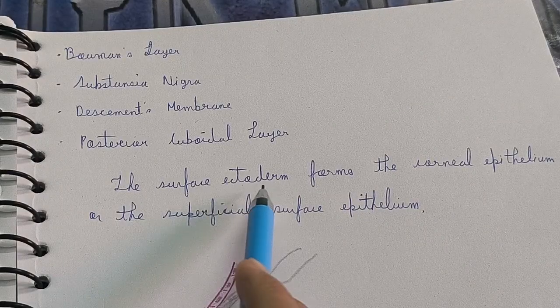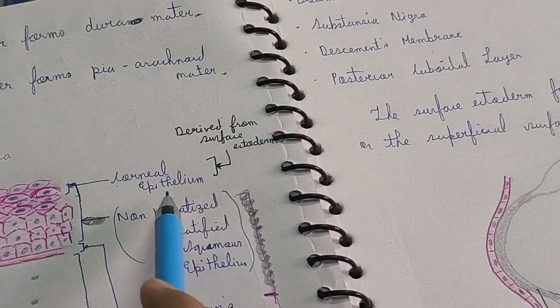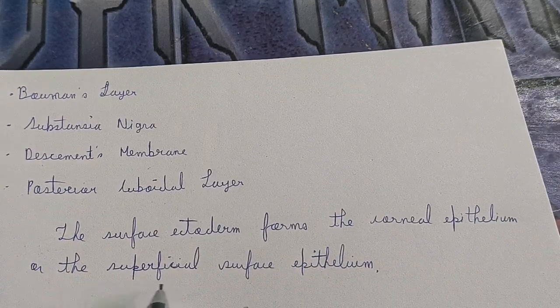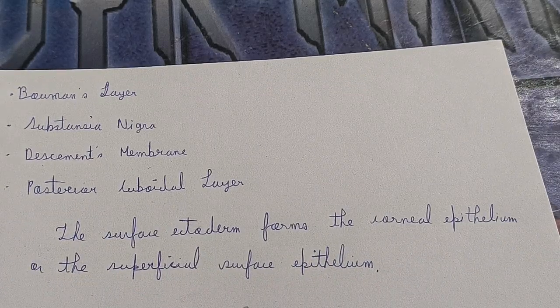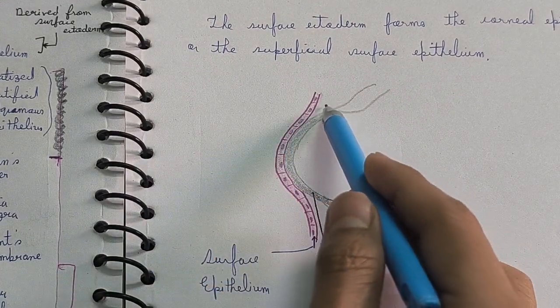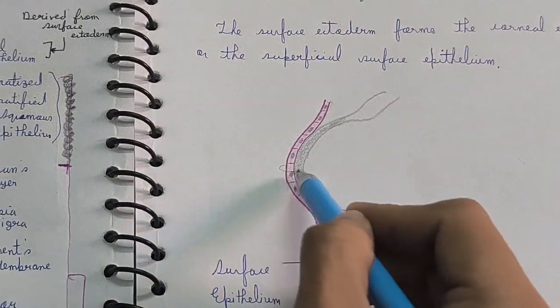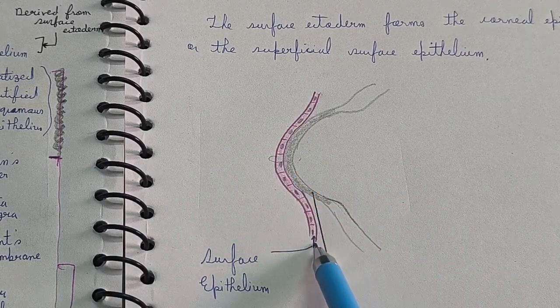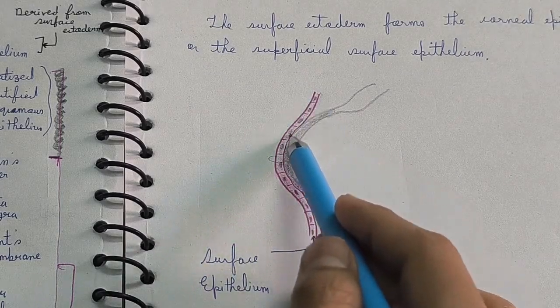And the surface ectoderm, as I have written, forms the corneal epithelium, or the superficial surface epithelium. If you want to see, this is a diagram of the epithelium in the normal human eye. Here you can see the pink colored portion is the epithelium, the superficial epithelium.